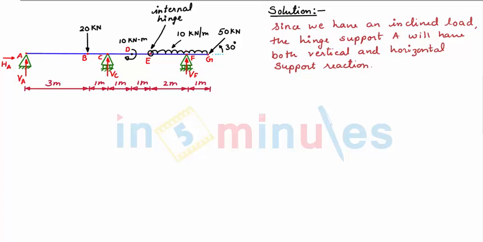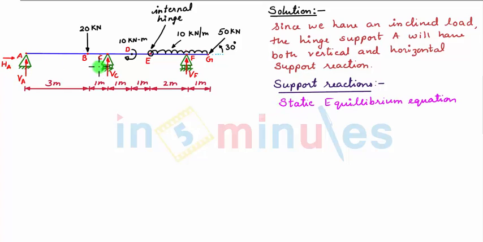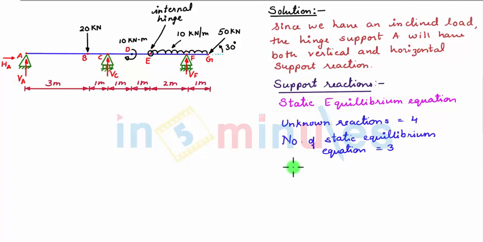So our first step is to determine the support reactions. Now we determine the support reactions by making use of the static equilibrium equations. We see that there are four unknown reactions and the number of static equilibrium equations that can be used is only 3, which are: summation of all moments about any point is equal to 0, summation of all vertical forces Fy is equal to 0, and summation of all horizontal forces Fx is equal to 0. So it becomes impossible to determine all the support reactions by making use of only the static equilibrium equations.